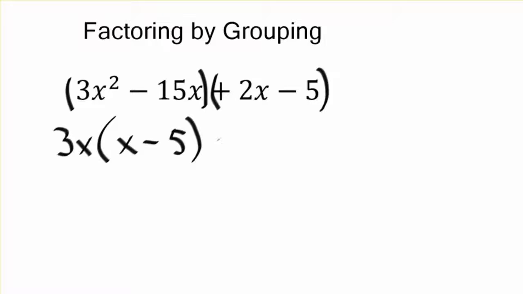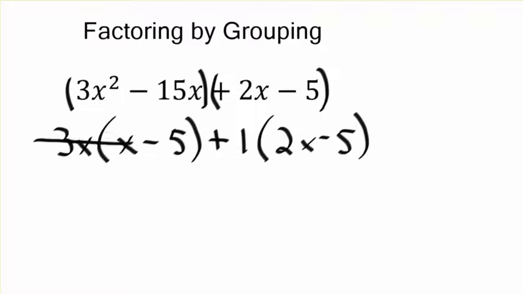But when you try to factor out something from the second part, you can try to do the 1, but you're not going to get x minus 5. You're going to get 2x minus 5. Those don't add up. They don't match up. So you cannot use this method to be able to factor that. So no big deal. You'll have to try something else.